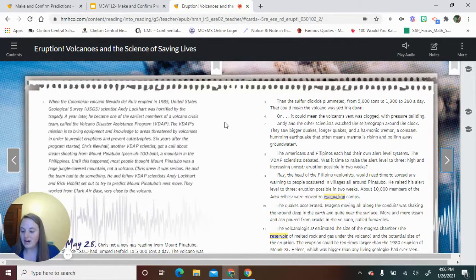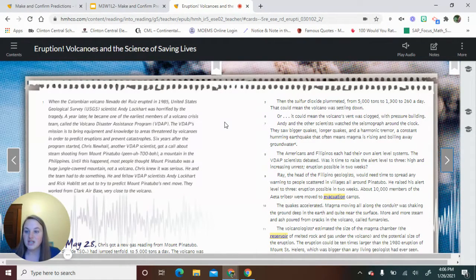So I'm on paragraph 1, and I'm going to try and see if I can figure out why they're including those little squiggly lines on this page. When the Colombian volcano Nevado del Ruiz erupted in 1985, United States Geological Survey, USGS scientist Andy Lockhart was horrified by the tragedy. A year later, he became one of the earliest members of a volcano crisis team called the Volcano Disaster Assistance Program, or VDAP.